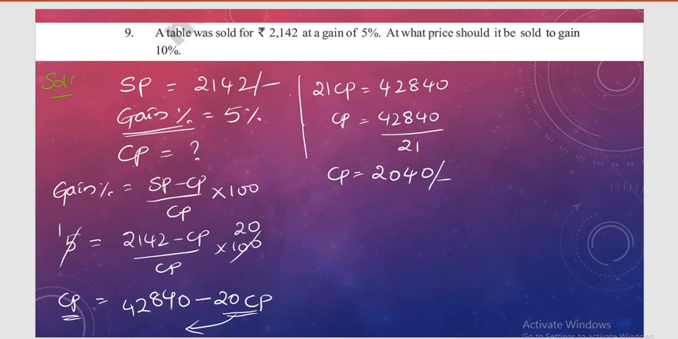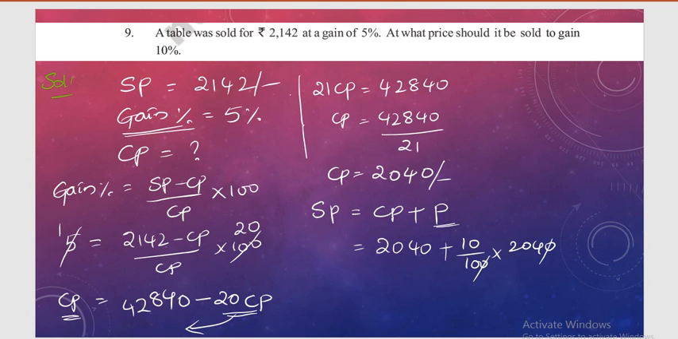Now what is he asking? At what price should it be sold? That means he is asking you to find the selling price to get a profit of 10%. Selling price is equal to cost price plus profit only. What is the cost price here? 2040 plus the profit, which I need to find. I need 10%, so 10 by 100 into 2040.